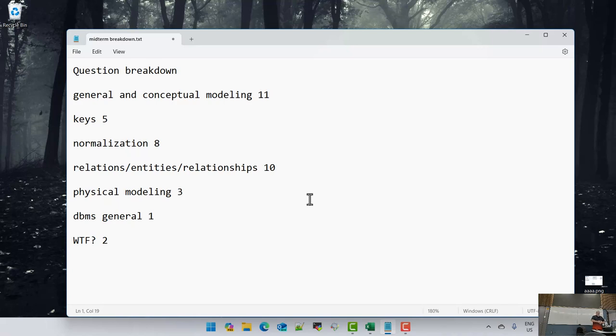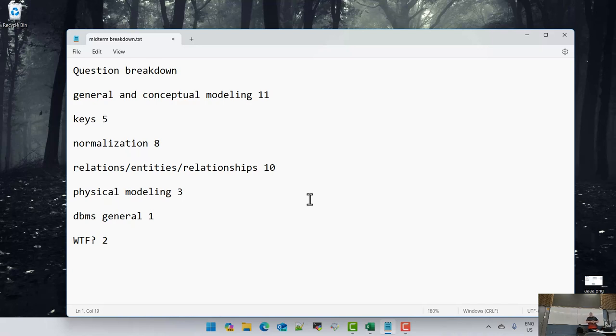There's 10 questions, and I put this under relations, entities, and relationships. This is basically understanding what one-to-many, many-to-many, what actually makes up a proper relation. That's all in the slides. Physical modeling, there's 3 questions about that.